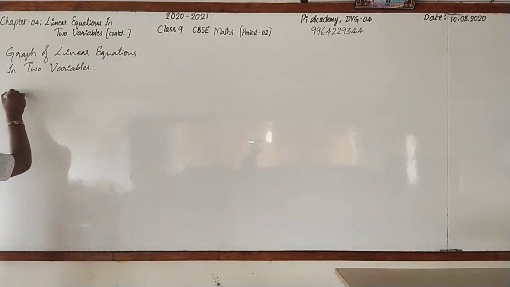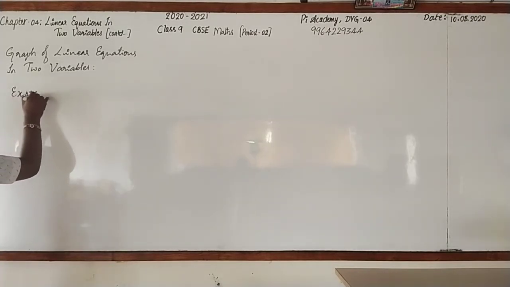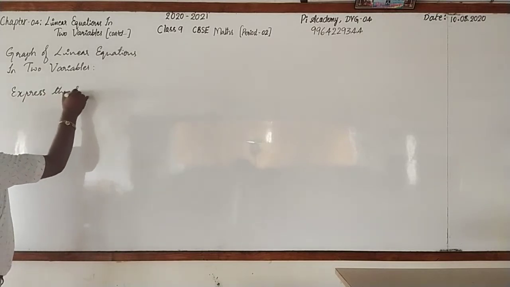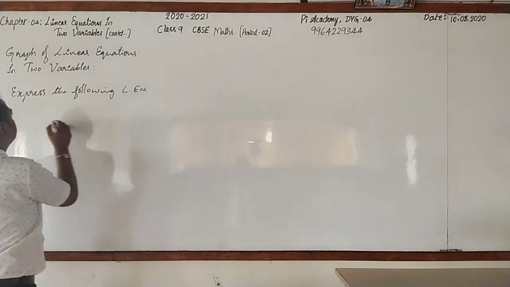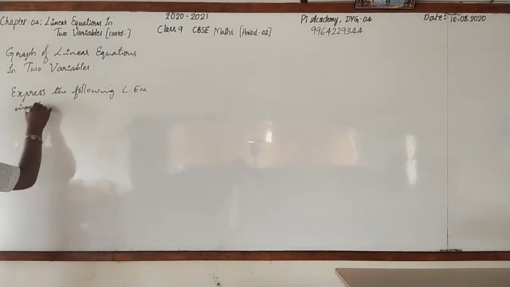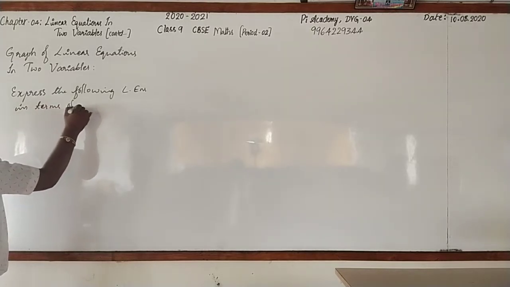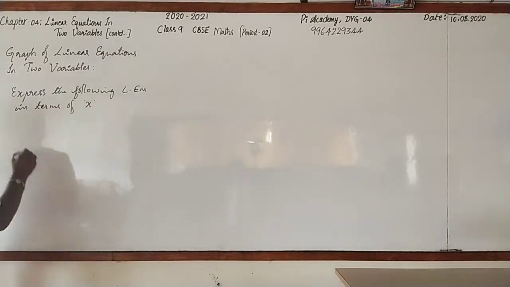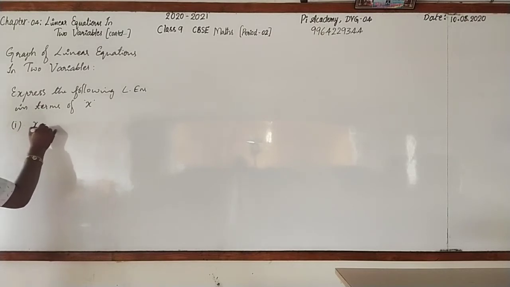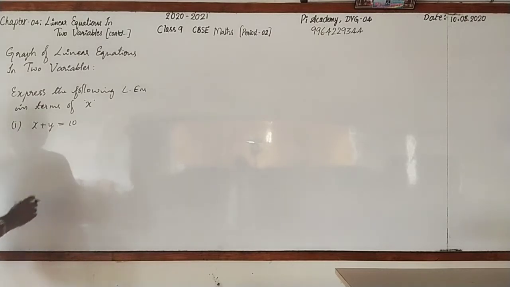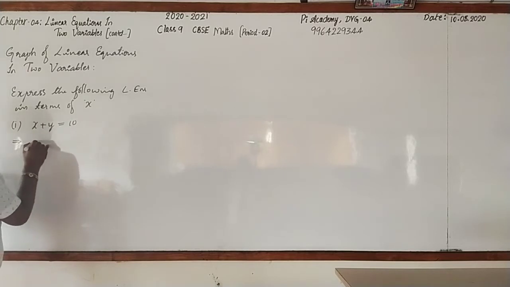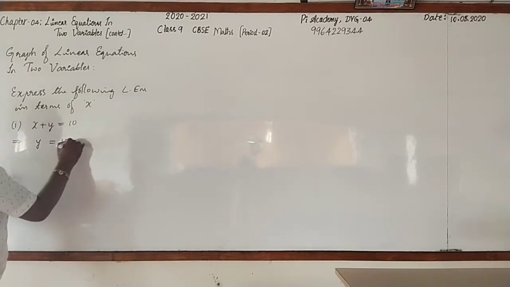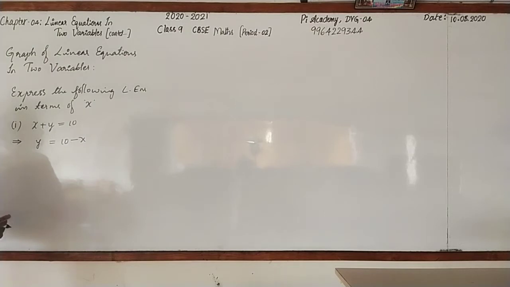So here I am going to write a question. Just observe it. Express the following linear equations in terms of x. For example, the first one is x plus y is equal to 10. From this you have to solve for y. You have to express this equation in terms of x. That is, y is equal to 10 minus x. That's all. Is it not simple?